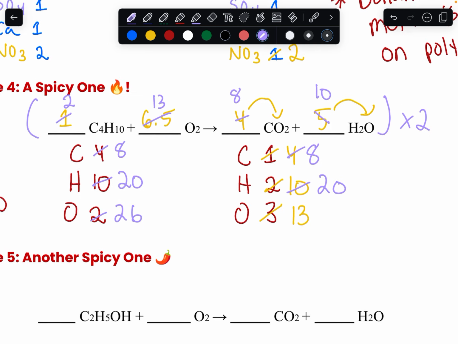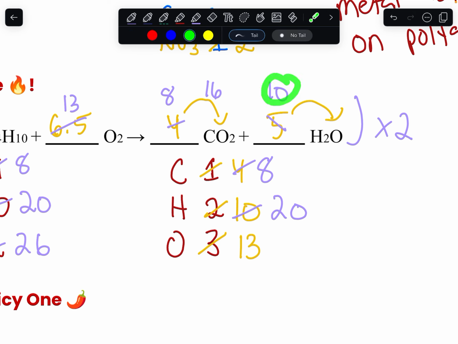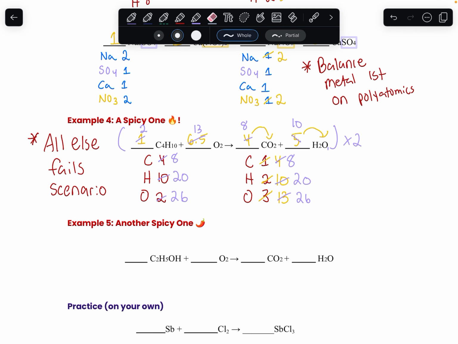Now, here's where it gets tricky. We have an 8 times this 2 here, which means that this is really 16, okay? And we have a 10 times this hidden subscript of 1 here, which means we have 10. So now we have this 16 plus 10, which gives us 26, okay? And that is what we were looking for to balance our oxygens.